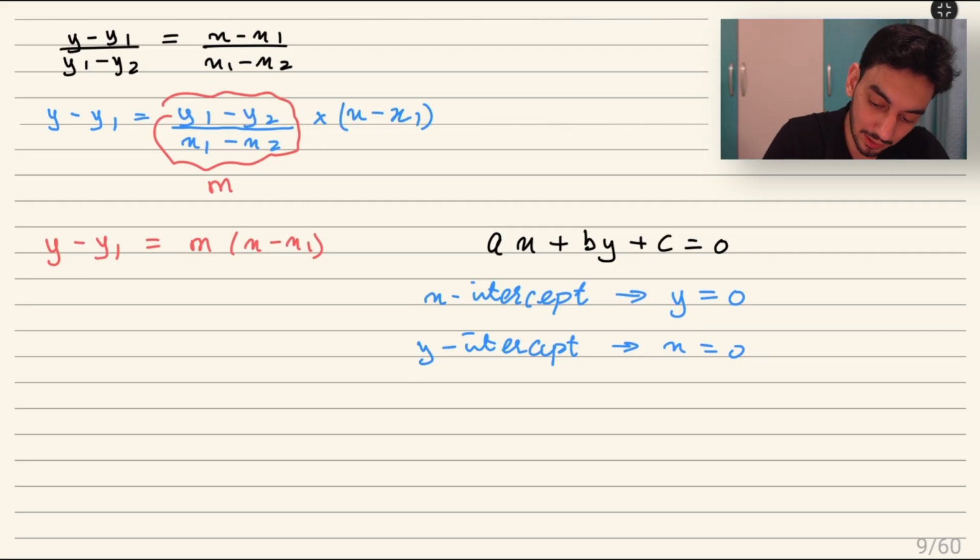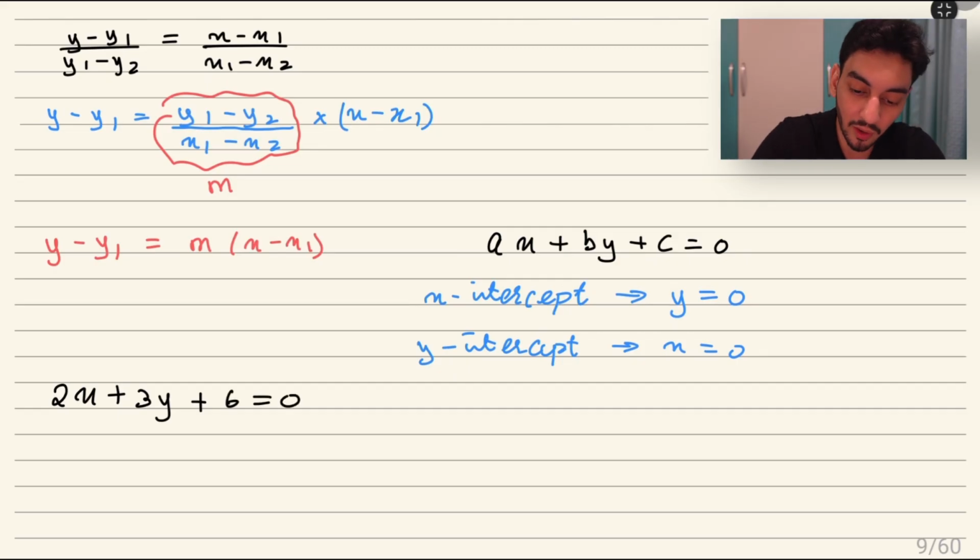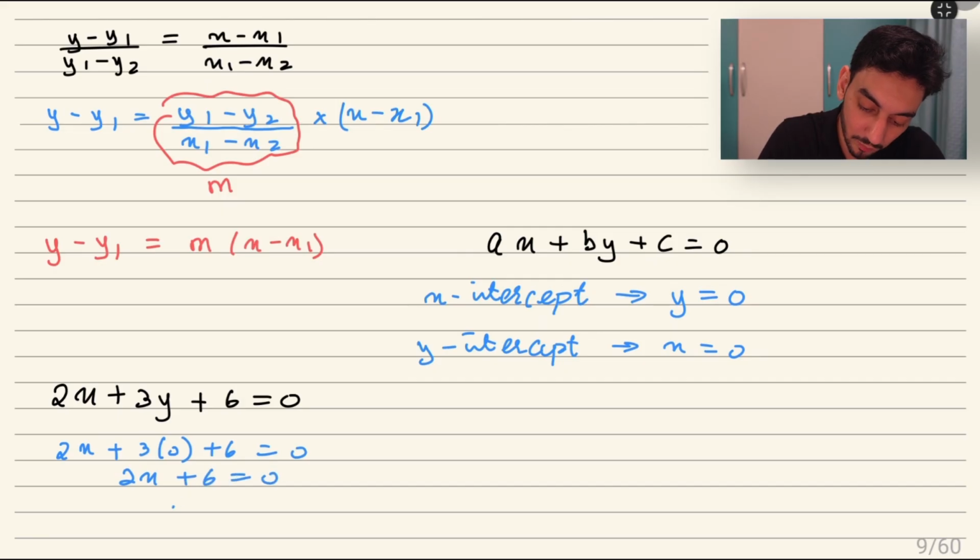Let us take a simple example. Let's say I have 2x plus 3y plus 6 is equal to 0. If I want the x-intercept, I'll just substitute y as 0. So it becomes 2x plus 3 times 0 plus 6 is equal to 0. So 3 times 0 is just 0. So this becomes 2x plus 6 is equal to 0, which means x would be equal to negative 6 over 2, which is negative 3. So this negative 3 is my x-intercept.